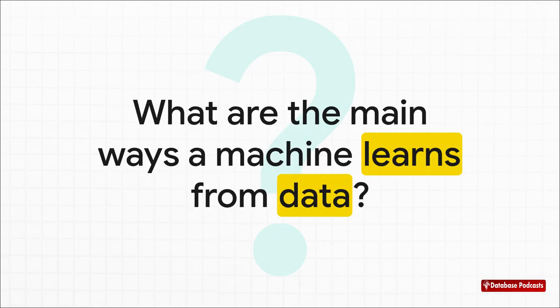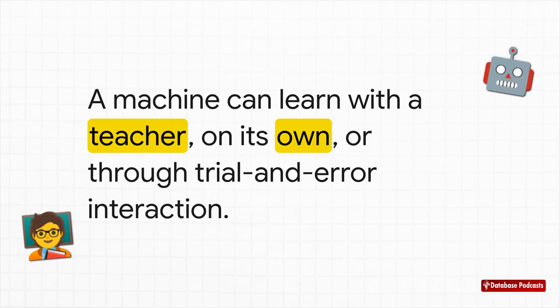When we talk about a machine learning, what does that actually mean? What are the core strategies it's using to get smarter from all that data we feed it? When you zoom out, it really just boils down to three main ways. A machine can learn with a teacher, kind of like a student who gets an answer key. It can learn totally on its own just by digging through raw data to find patterns, or it can learn by doing, through trial and error, by interacting with its environment. So let's dig into that first one.